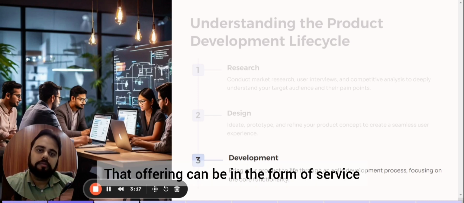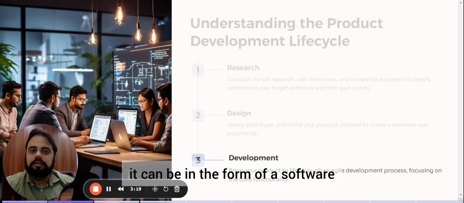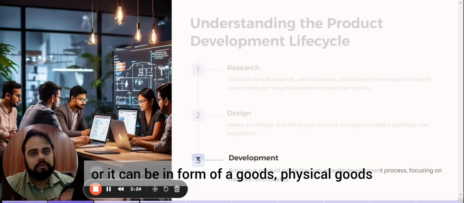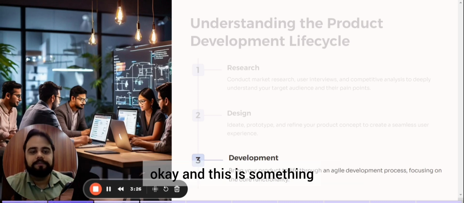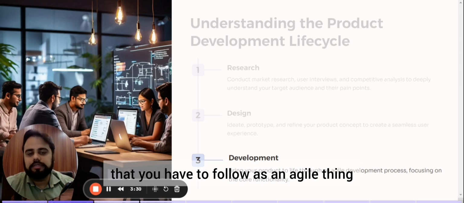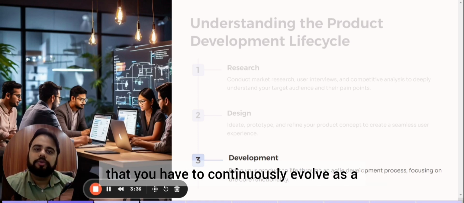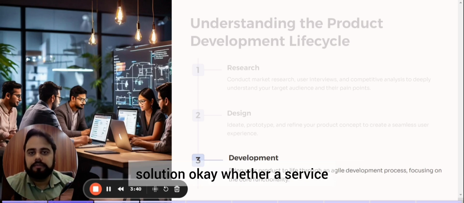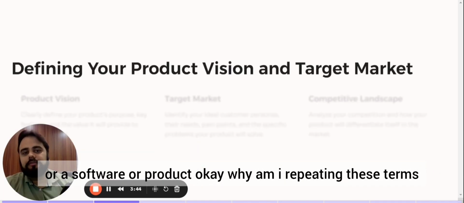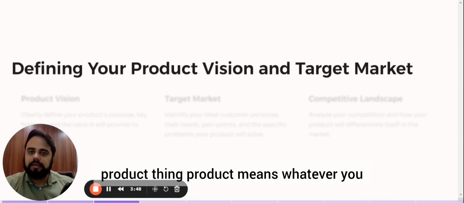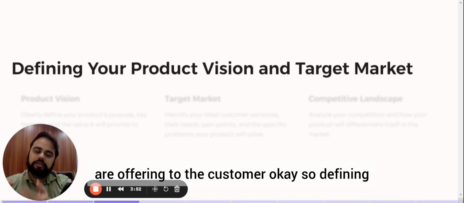That offering can be in the form of a service, a software or platform as a service product, or physical goods. And this is something that you have to follow in an agile way. I think we have discussed this earlier also. Agile means that you have to continuously evolve as a solution, whether a service, software, or product. Why am I repeating these terms? Because I don't want you to get confused about the product thing. Product means whatever you are offering to the customer.